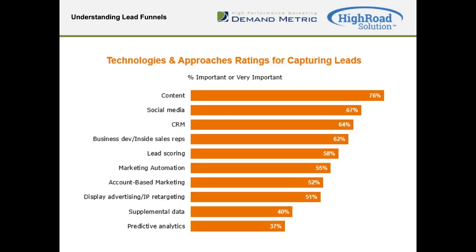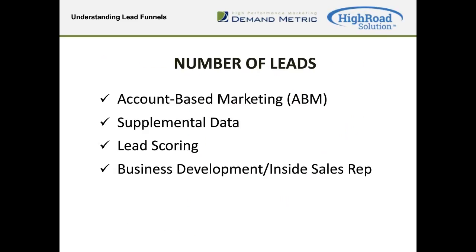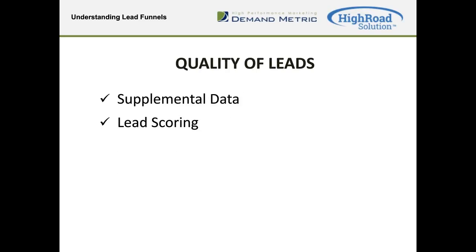The technologies and approaches that correlated to better ratings for the number and quality of leads coming to the top of the funnel are, for the number of leads, account-based marketing, ABM, supplemental data, lead scoring, and business development inside sales reps, in this case your membership team. That helped the number of leads. For the quality of leads, supplemental data and lead scoring ultimately gave the best information on the quality of those leads.